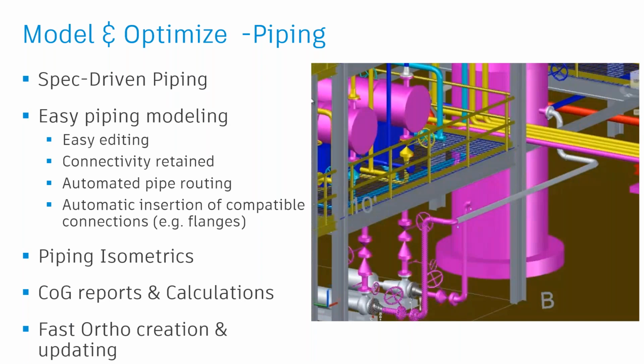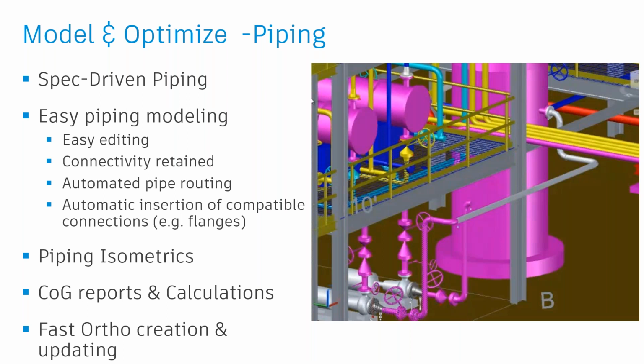When I talk about the modeling and optimization stage after the equipment design, we talk about something like piping. Again, piping is driven by specs. So our solution has a set of industry standard specs which could be utilized to do spec driven piping. And the beauty is the modeling of the piping in a CAD environment in the background with the intuitive interface is quite easy. So it gives you access to easy editing.